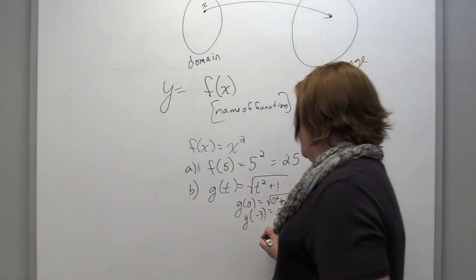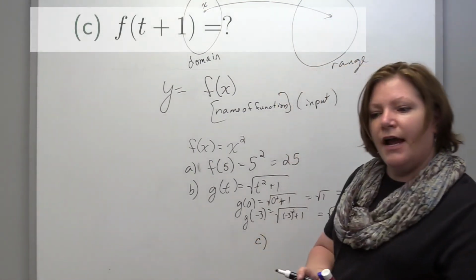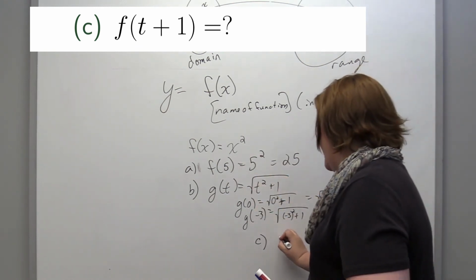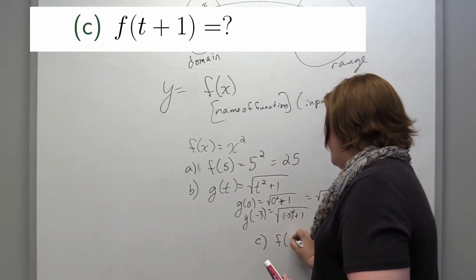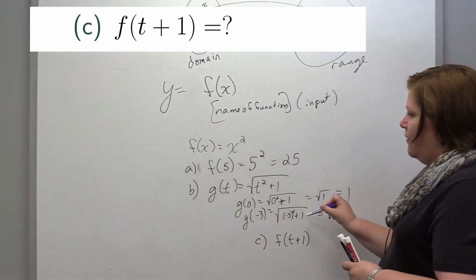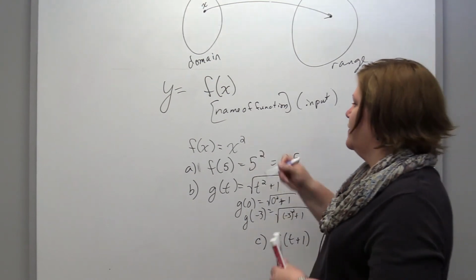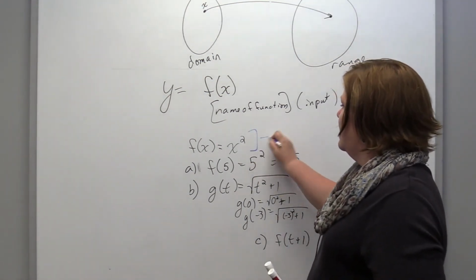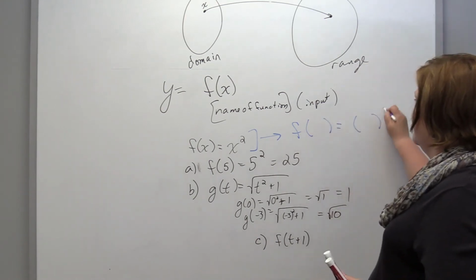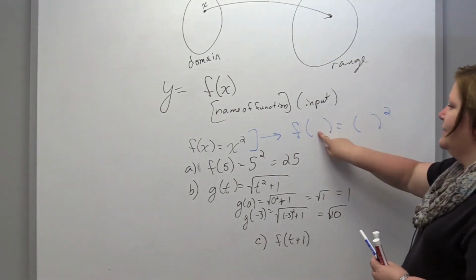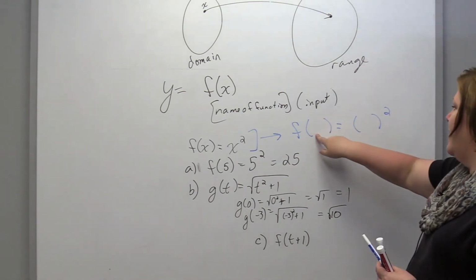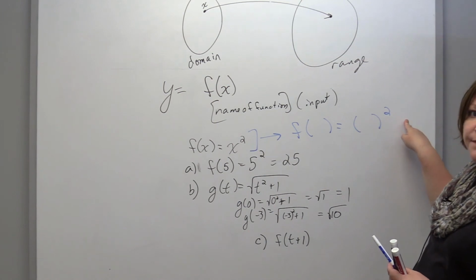Some of our other problems, we might have something a little more abstract. Given this f of x, we might be asked, what is f of t plus 1? And let's go back to our function notation. What this means is whatever is in here, I'm going to take that and square it. So if I have f of smiley face, I have smiley face squared.